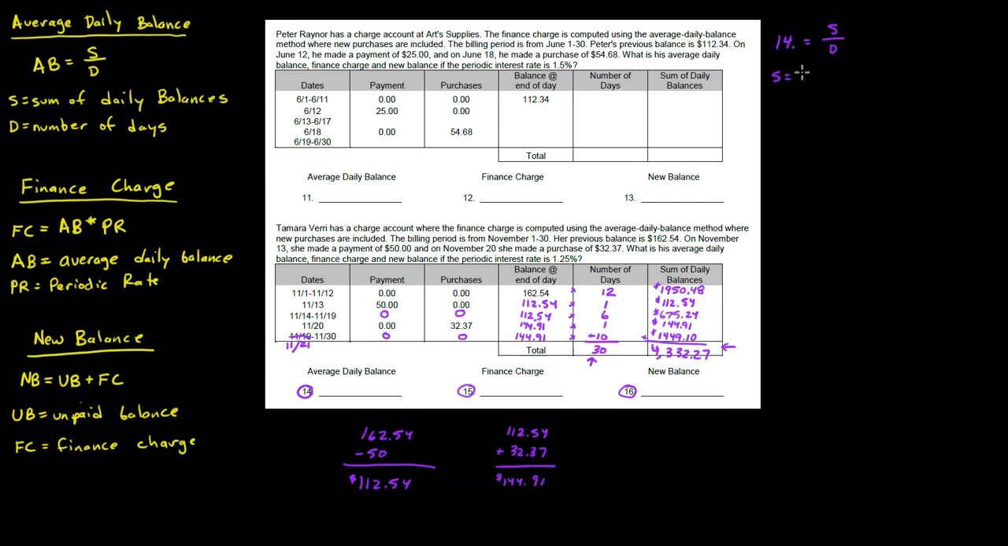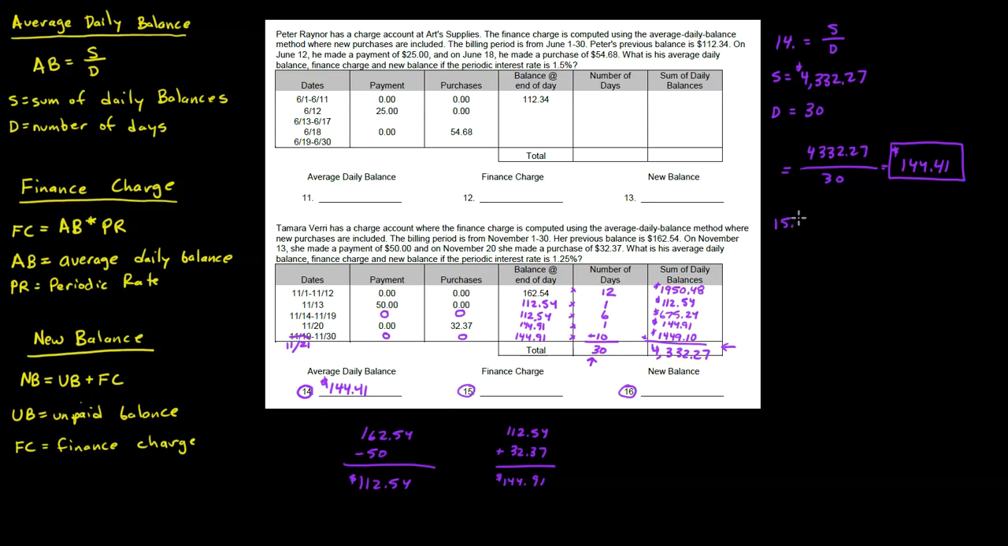My sum of the daily balances is $4,332.27. My number of days is 30. So I'll go 4332.27 divided by 30. And that's going to leave me with 144.41. So I have my first answer here, 144.41.